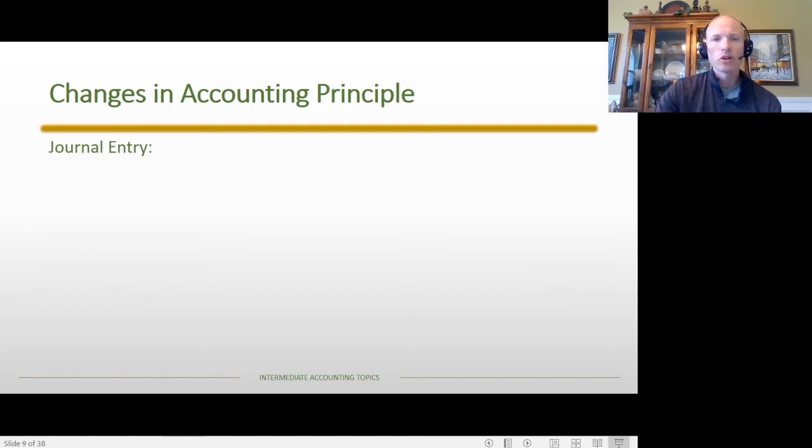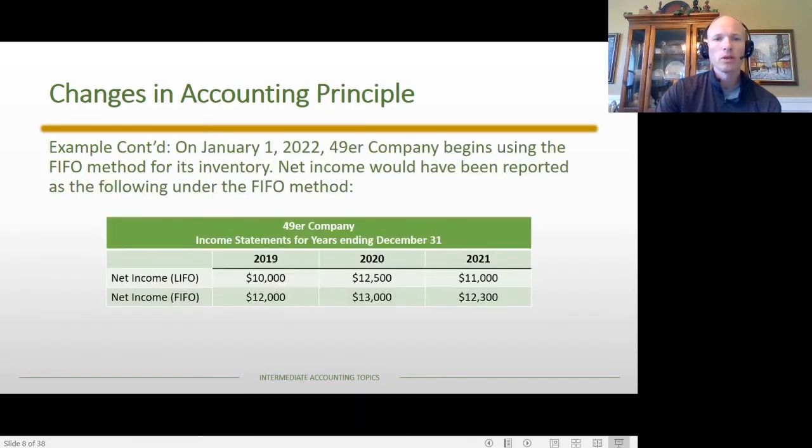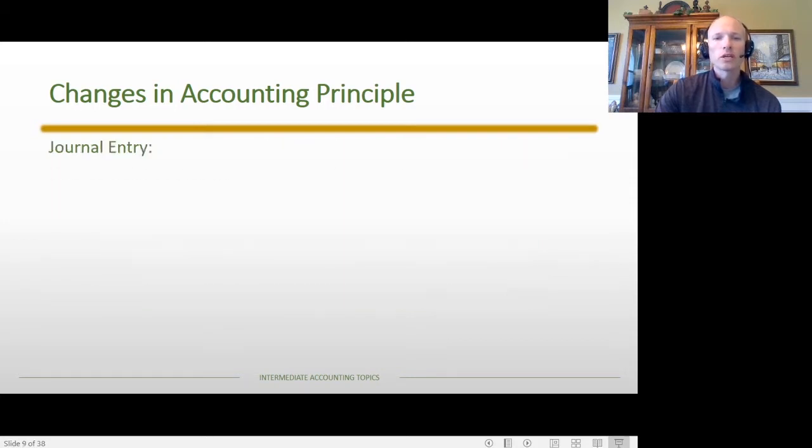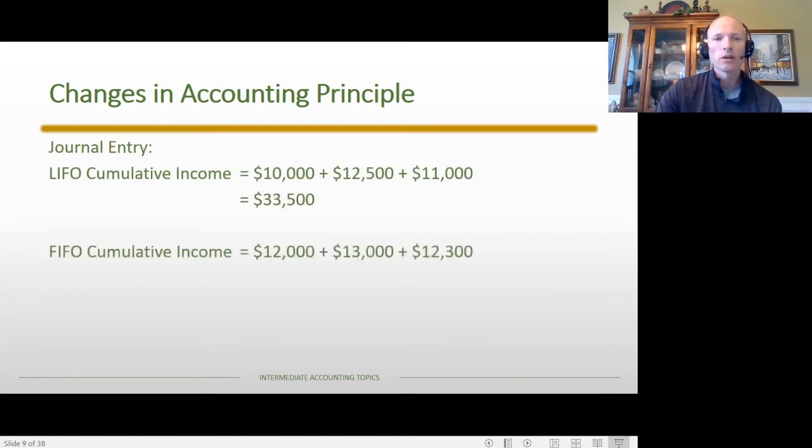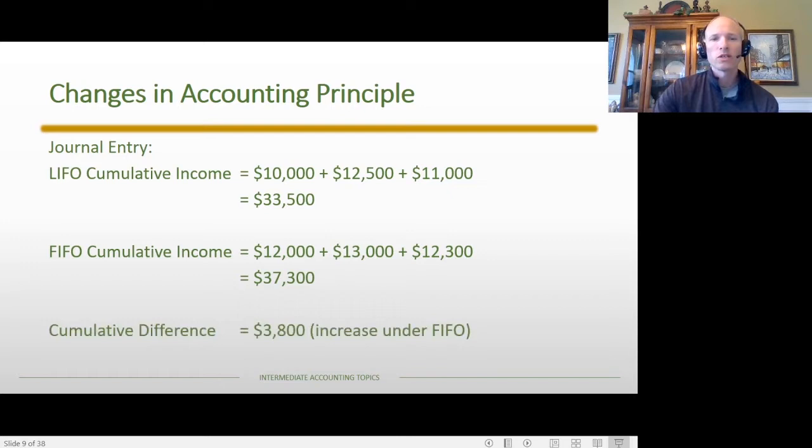And so let's talk about the journal entry. The first thing we're going to do is think about that cumulative income. And so I'm going to bounce back a little bit. You can see that in 2019, 2020, 2021, the accumulated income would have been $33,500. Similarly, under FIFO, if you accumulate income over the same 3 years, it would have been $37,300. So there is a cumulative difference in income between the two systems, and that cumulative difference is $3,800. So under FIFO, the cumulative income would have been more than it had been reported under LIFO.